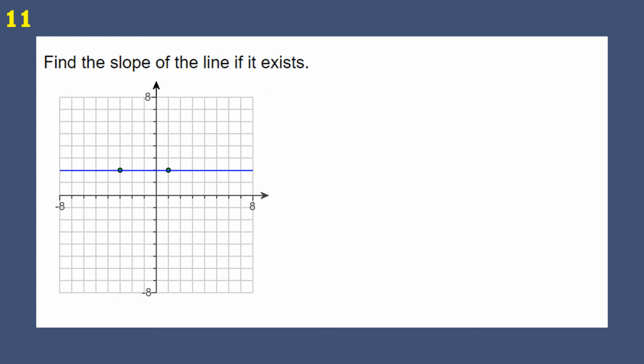Find the slope of the line if it exists. Okay, so imagine you're going skiing and I said, look at this hill we're going to ski down. It's very difficult. And then I'm going to say it's a 10 out of 10 in difficulty. And you'd say, no, it's not. This isn't very steep at all. The slope of this one is 0 because this is just a flat line at y equals 2.